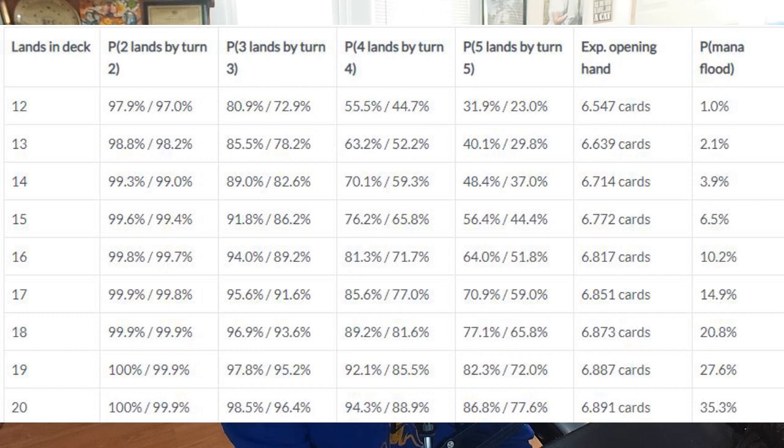I have never dipped to 15 lands in limited, to be totally honest with you. I have cut to 16. I have played 18 lands. But 17 lands is really the default, and you really need to have a reason to go lower or higher. And you can see this with the percentages on the chart.